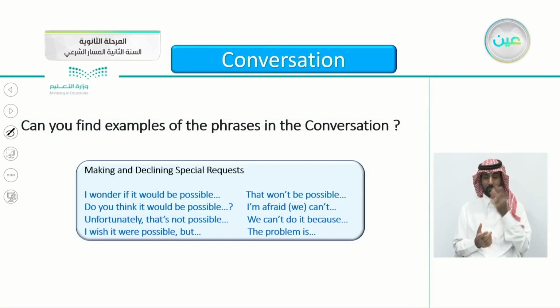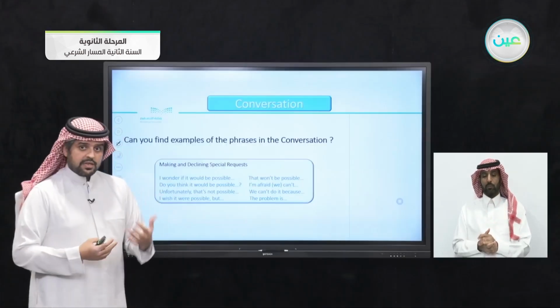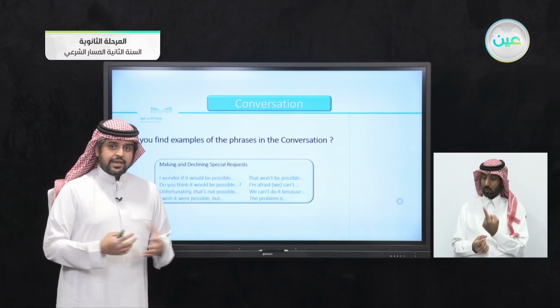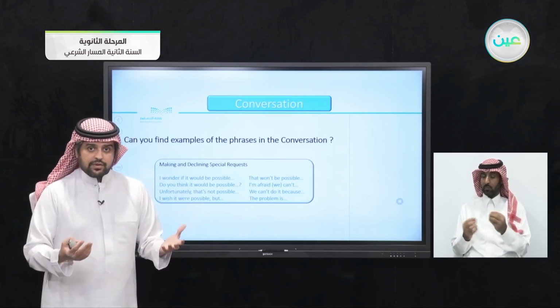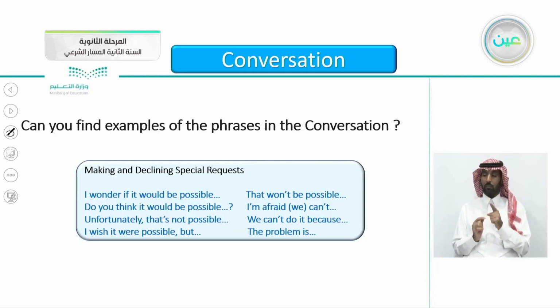If you remember this box, making and declining special requests. If you want to make a special request, I wonder if it would be possible. Do you think it would be possible? So you're making some special requests. For example, if you're in a hotel and you want an extra bed, this is a special request. Then you call them and you say, I wonder if it would be possible to get an extra bed, etc. Then they will reply, maybe, unfortunately, that's not possible, that won't be possible, I'm afraid we can't, etc.